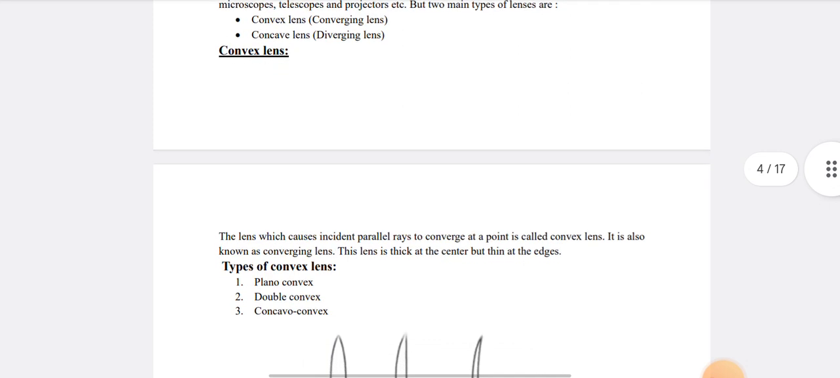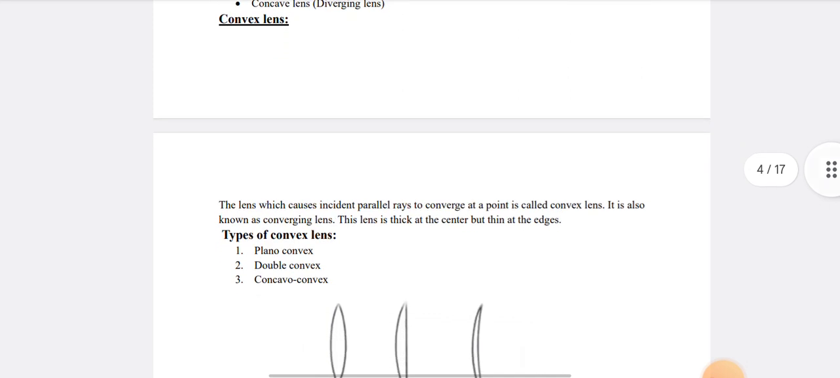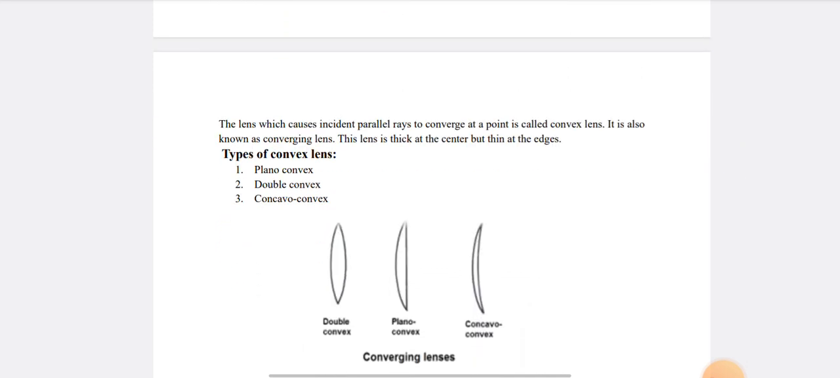This lens is thicker at the center but thin at the edges. Types of convex lens: plano convex, double convex, concavo convex.